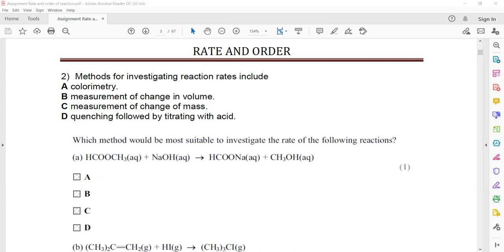Probably D. Why? Because when you see the reactant, there's an alkali involved. So if there's an alkali, it means we can take out a sample and then quench it so that the concentration of the reactant does not change, and then we can react it with an acid. That's right. So this was part A.